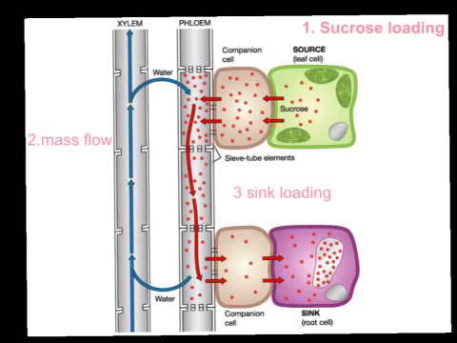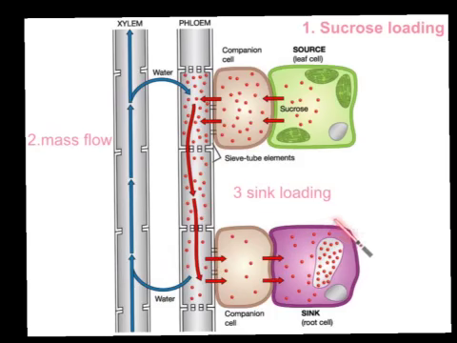And let's look at our last part for today, which is the sink loading. Following the mass flow from the high hydrostatic pressure to the low hydrostatic pressure, once the sucrose is at the bottom over here, it just diffuses into the companion cell and diffuses into the sink area. Okay, there's a very important process that happens over here. In the sink, the sucrose converts itself into starch.